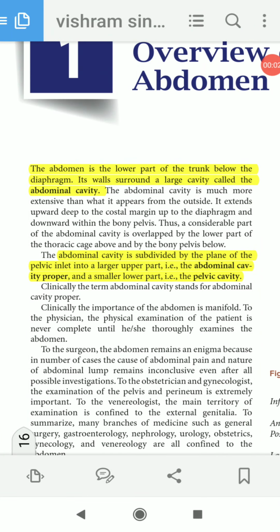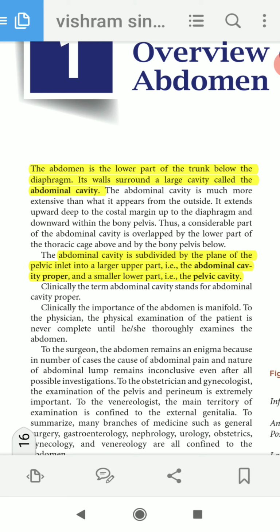So let's start with the abdomen. At first we have to know what is abdomen, what are its boundaries, what are the contents, and for clinical purpose we divide the abdominal cavity into 9 regions. We have to know what are the regions and what are the structures in the 9 regions. So let's start. At first, what is abdomen?